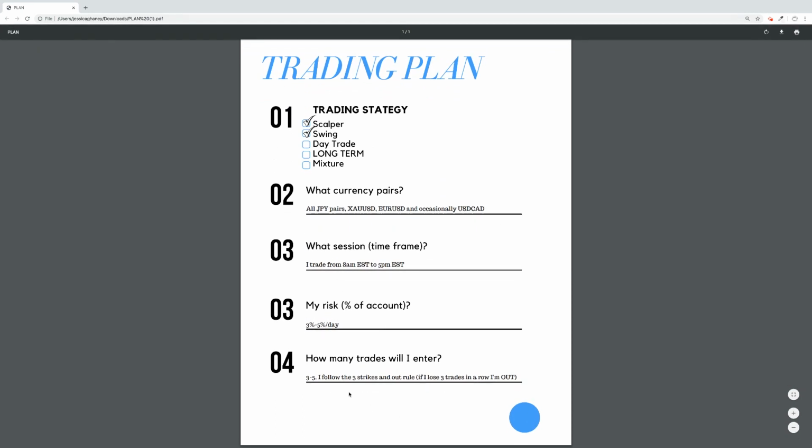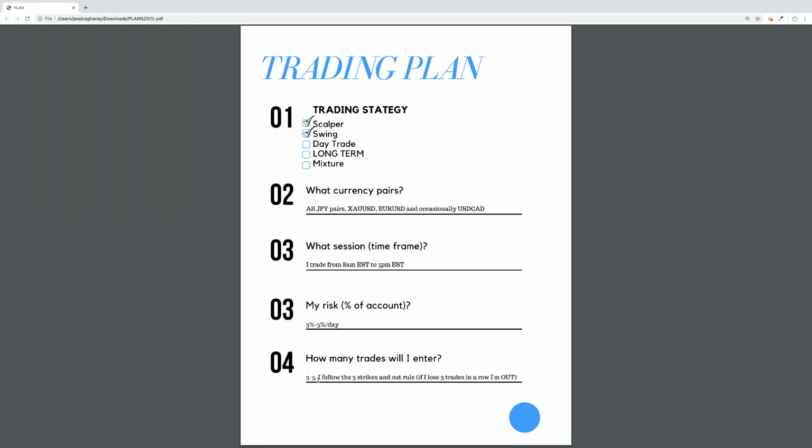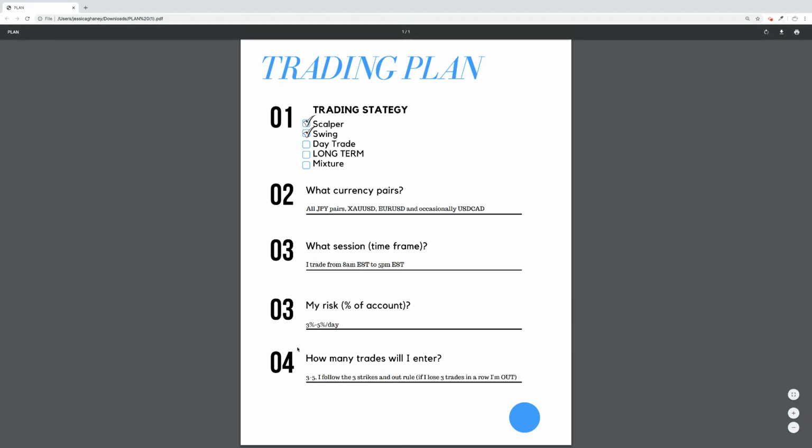And same goes with if you want to stack trades. So if you want to enter 3 buys on USD JPY, just again, divide your risk. So if you want to enter 3, enter 1% each. Okay. That is all I have to say.